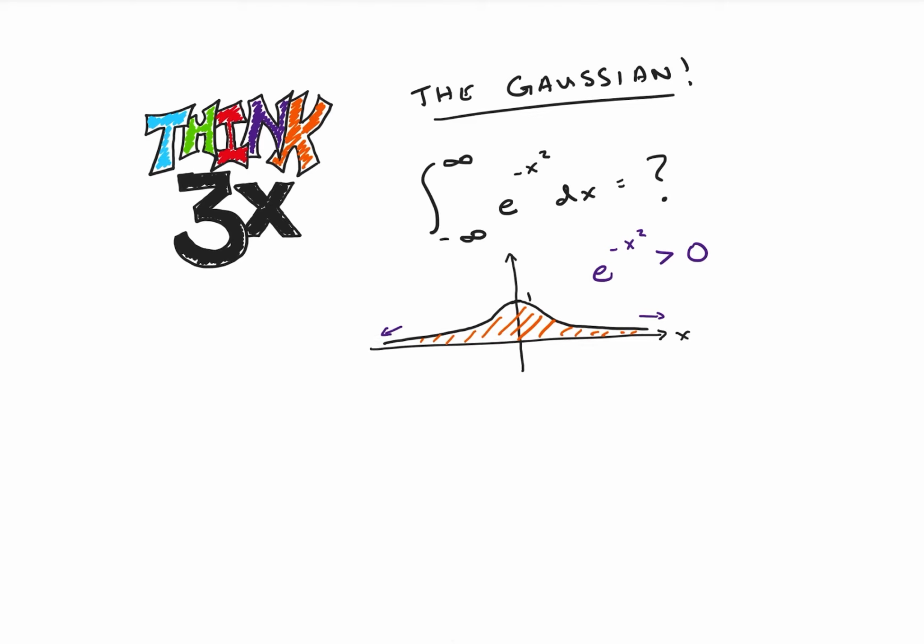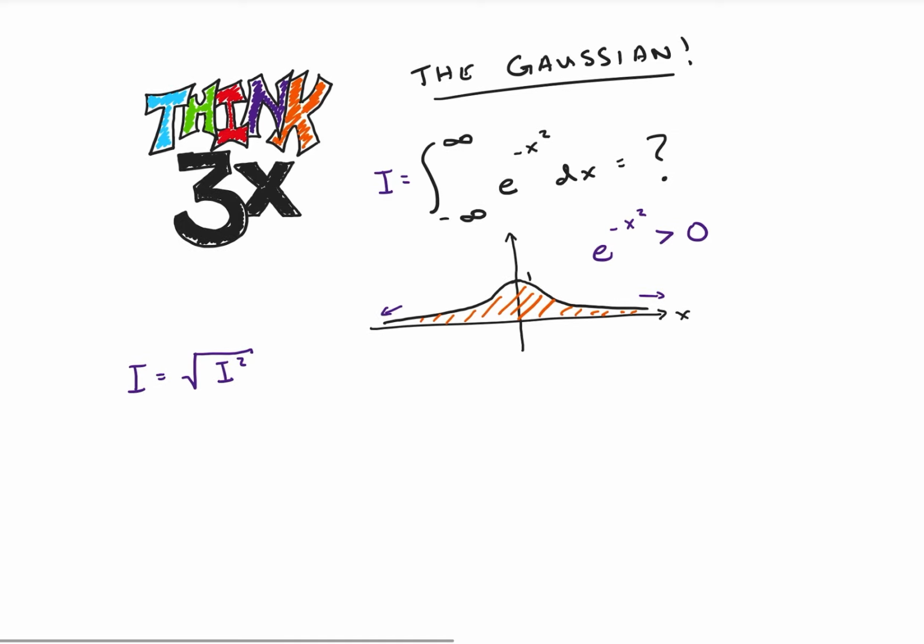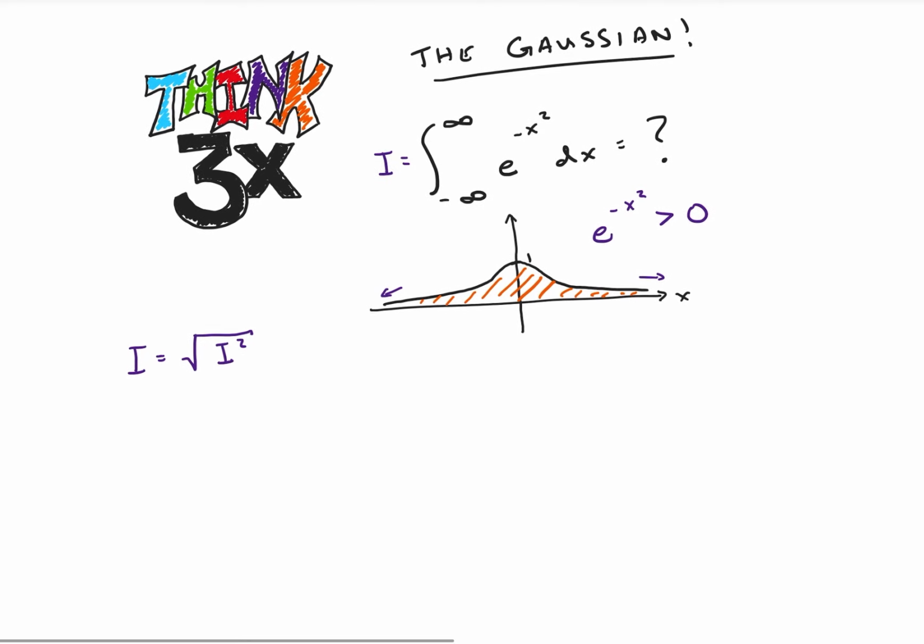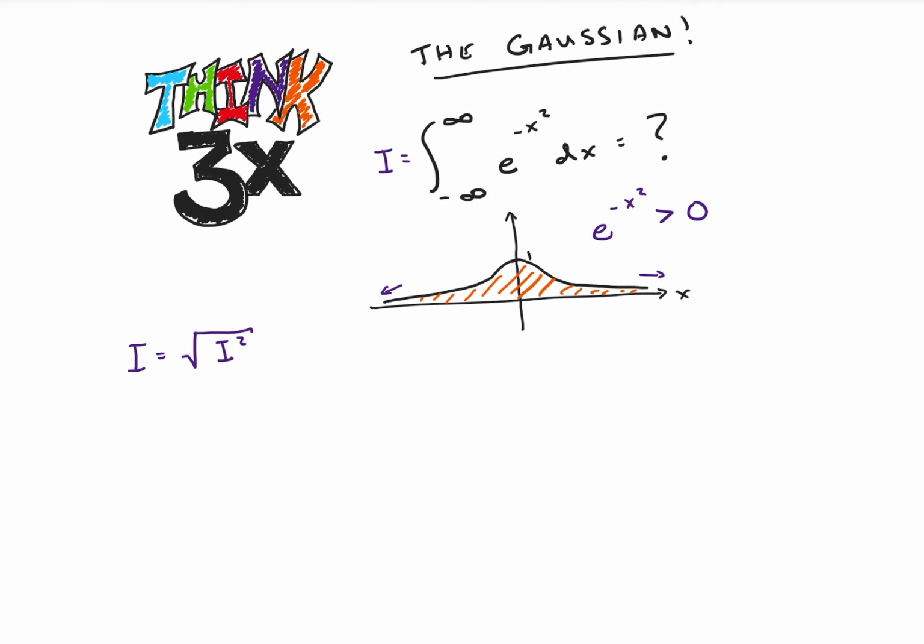So if we rename this integral I, we notice that since e to the negative x squared, our term inside, is always greater than 0, then I know that I can be seen as the square root of I squared. Okay, so if I square the whole integral, take the square root, I should get my same integral back out. So we're going to make use of this fact, and we're going to rewrite our integral. So instead of dealing with I, we're going to deal with I squared.